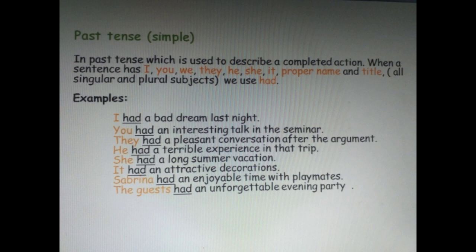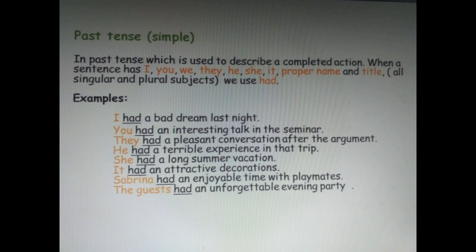Next, he had a terrible experience in that trip. She had a long summer vacation. It had an attractive decoration. For a proper name subject, Sabrina had an enjoyable time with playmates. Next sentence: the guests had an unforgettable evening party. So guys, that's how we use has, have, and had as main verbs in sentences.